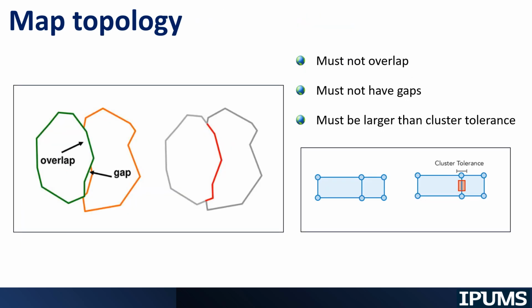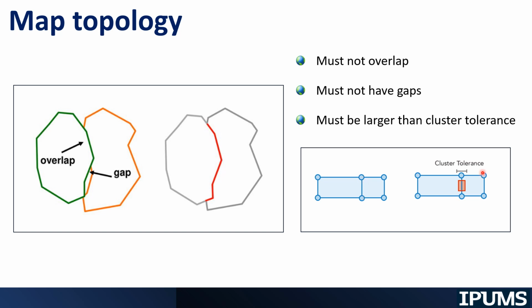The other thing that needs to be kept in mind is map topology. In terms of polygons, because we are talking about administrative boundaries, I'm going to talk about polygons. When you have 2 polygons which are side by side, you should not have an overlap, you should not have a gap. Then that's an error in the map.